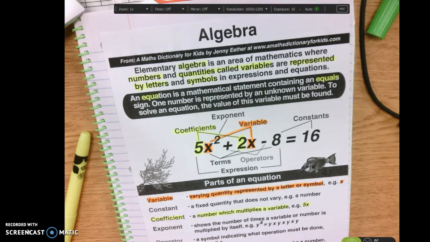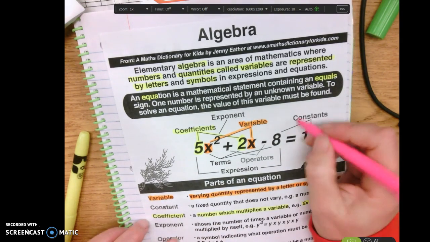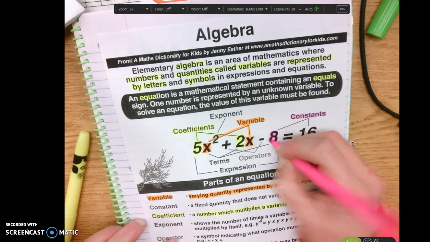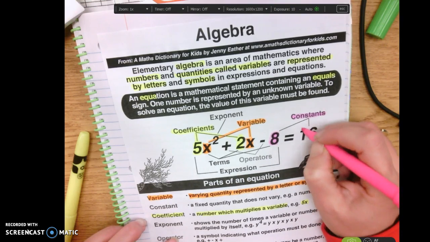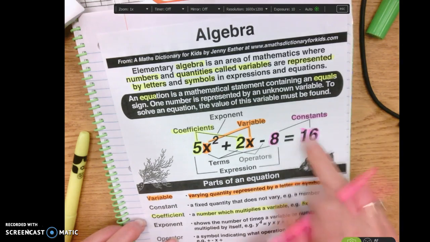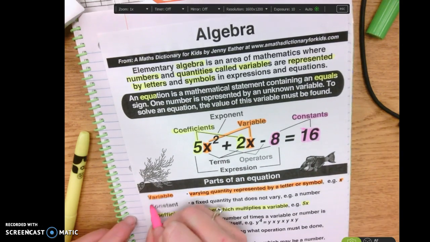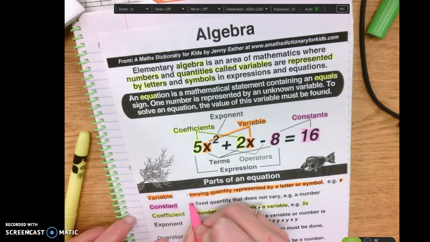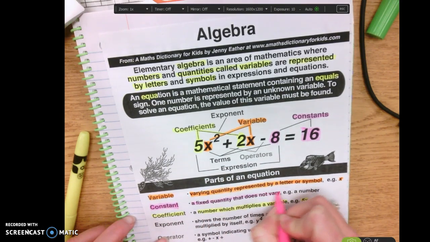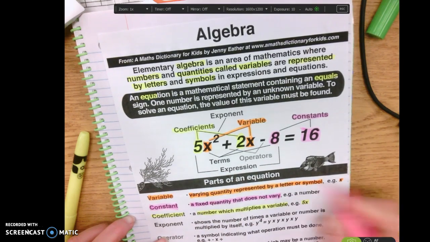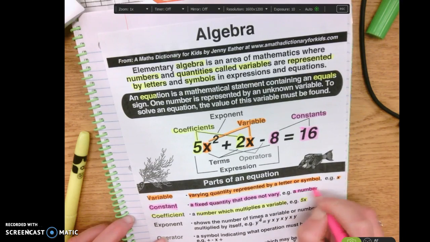Next, pick up a different color, and we're going to talk about the constants. The constants are just a fancy algebraic word for a number that stays constant. It doesn't change. 8 has to be 8. 16 will always be 16. So it's unlike the variable that varies or changes. The constants are a fixed quantity that does not vary. They are opposites. So an example of that would be a number.